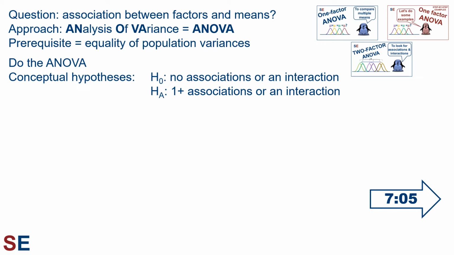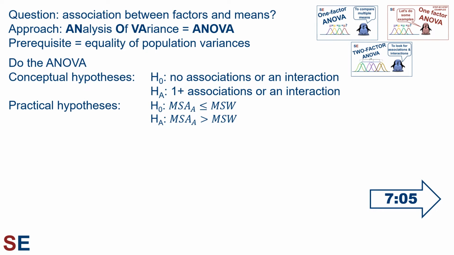We test these conceptual hypotheses by using a set of practical null and alternative hypotheses. Our first practical hypothesis focuses on just one of the factors, call it factor A, and asks whether the mean sums among for the A factor is equal to or less than the mean sums within. The null hypothesis is that it is. This would indicate that factor A is not associated with differences in the means of groups. The alternative hypothesis is that the mean sums among for the A factor is larger than the mean sums within, which indicates a relationship between factor A and the means of the groups. This is basically just the one-factor ANOVA, but ignoring the second factor entirely.